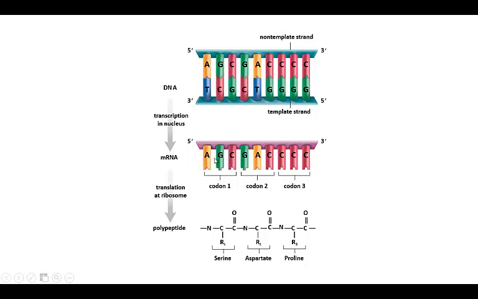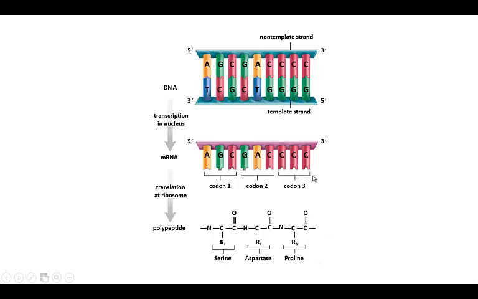This mRNA, let's assume this is a mature RNA, is then going to be translated at the ribosome. Using the codon chart, you can look up and see that AGC is going to code for a serine, GAC is going to code for an aspartate, and CCC is going to code for proline.